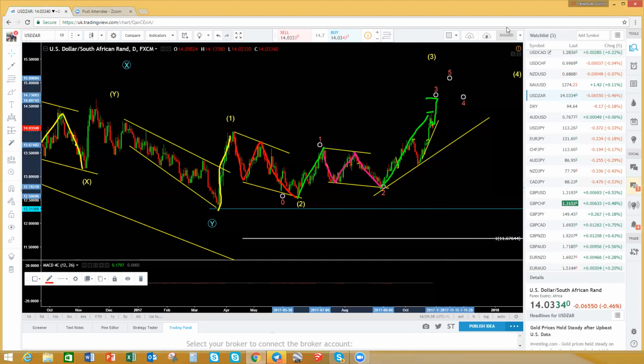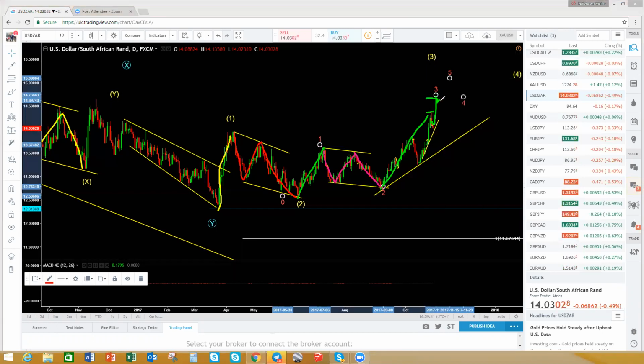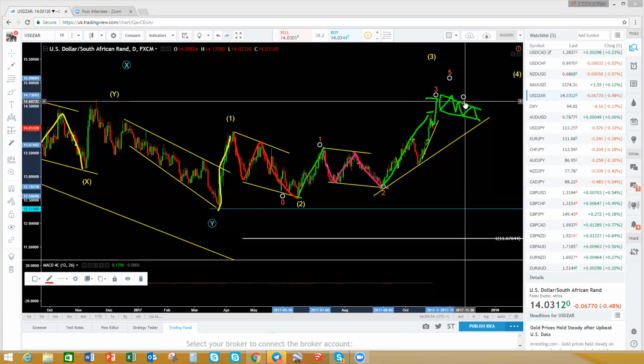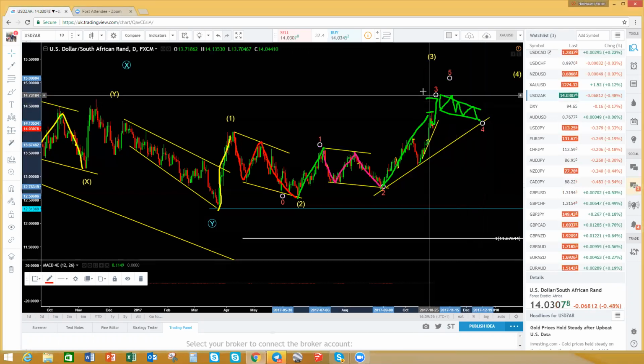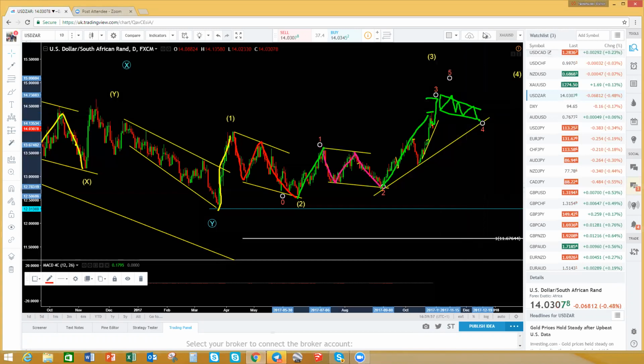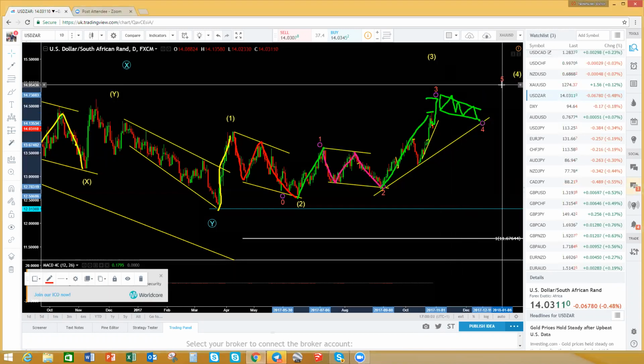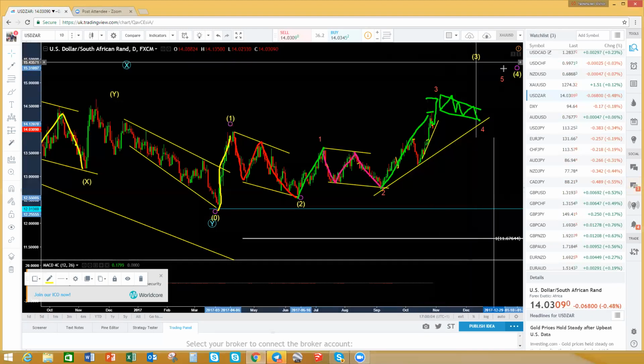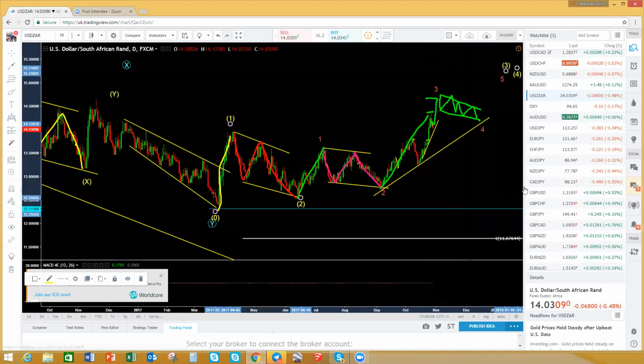So once that wave 3 is completed, we should get something like a wave 4. We don't know what the structure of wave 4 is going to play out as. It can be anything. Triangle, flat correction, doesn't matter. But all we know is that once this correction is done, US dollar ZAR will be completing wave 5 of wave 3.